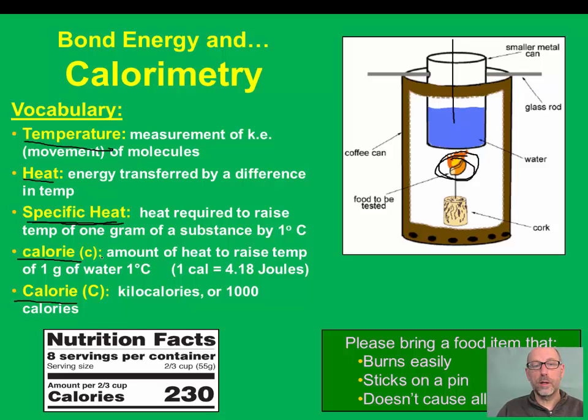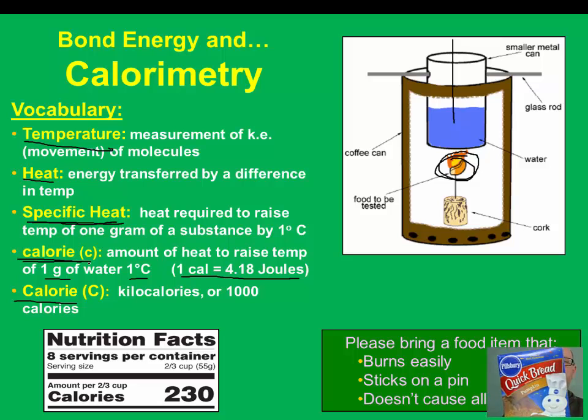Little c calories are the real calories. They're the amount of heat required to raise the temperature of 1 gram of water by 1 degree Celsius. And by the way, once in a while we'll need to use joules in our calculation, and 1 calorie is equal to 4.18 joules. Calories are what chemists use.